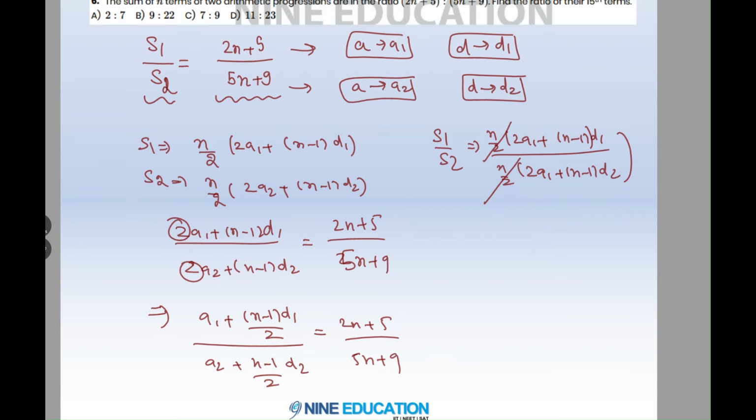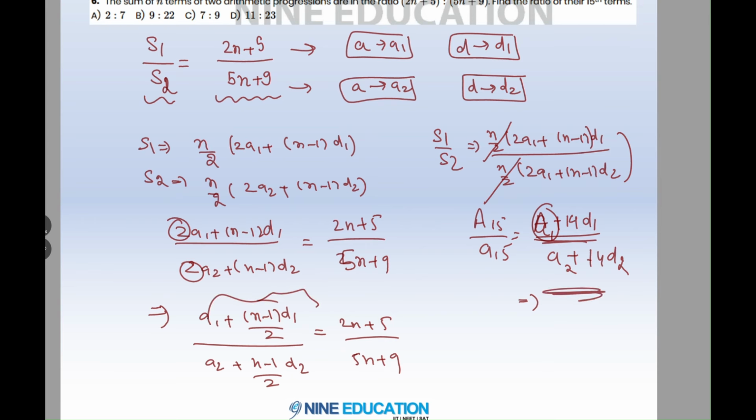Just dividing by 2. Now what you want is the ratio of the 15th terms. So basically you want a15 by a15, let's say. So this is a1 plus 14d1 over a2 plus 14d2. Now a1 plus 14d1 and a2 plus 14d2 is what we want, and we have this particular expression.